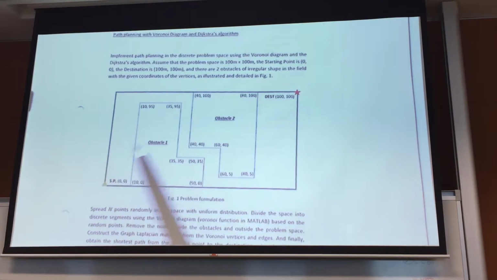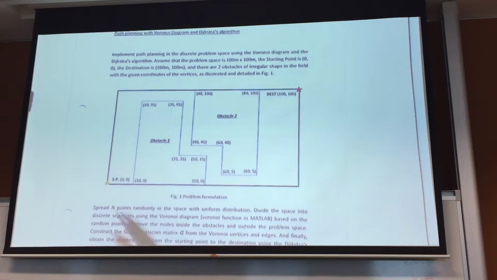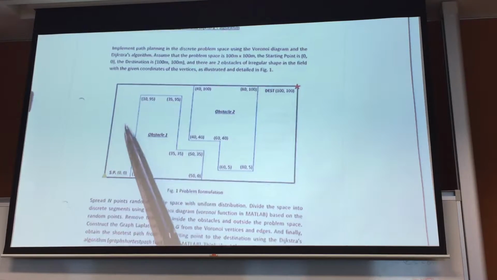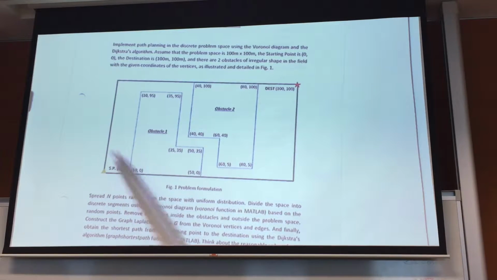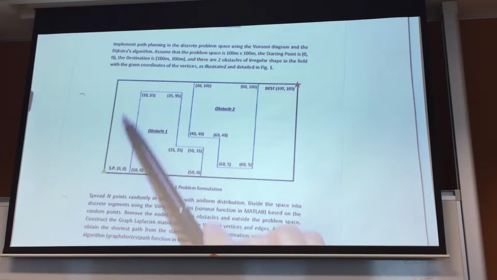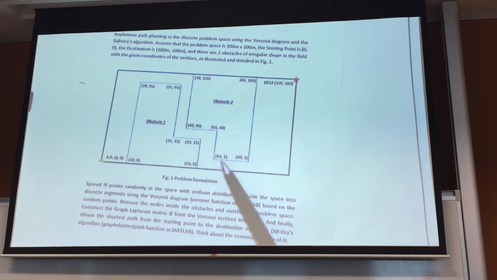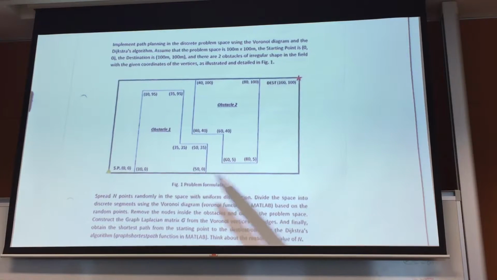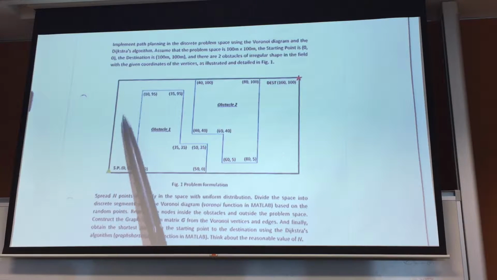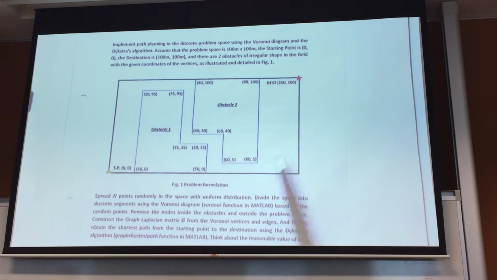What you are required to do in this assignment is to discretize the problem space in order to get the different nodes and vertices. All the coordinates will be known after you use the Voronoi diagram, so that you can use the dynamic programming techniques to find the path with the shortest distance.